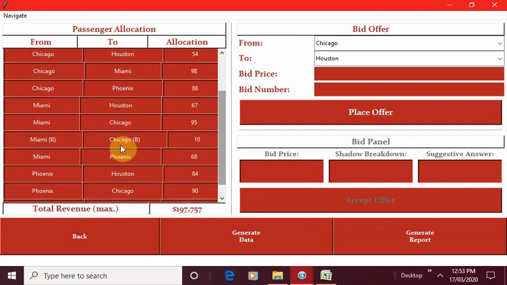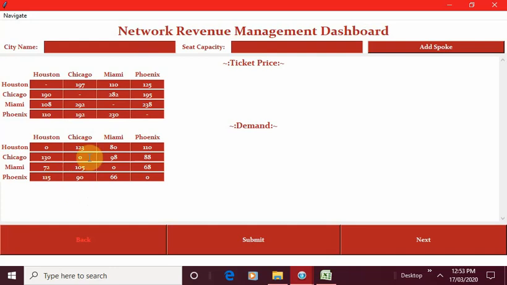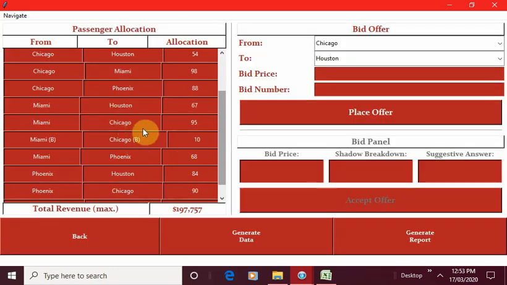So this was there. Miami to Chicago was the bid for 10 seats, and originally Miami to Chicago had 105 as the demand allocated passengers. We'll go back and check it out. Miami to Chicago was 105. So it's been segregated: with this particular bid, 95 remain, and for the bid price the 10 seats are reserved. The revenue increases by $140 here, so annually it would have an impact.